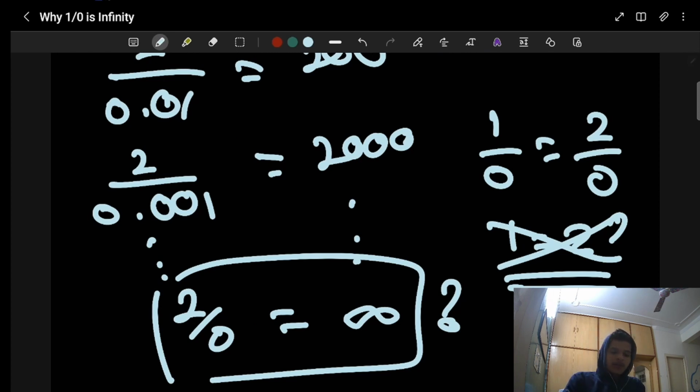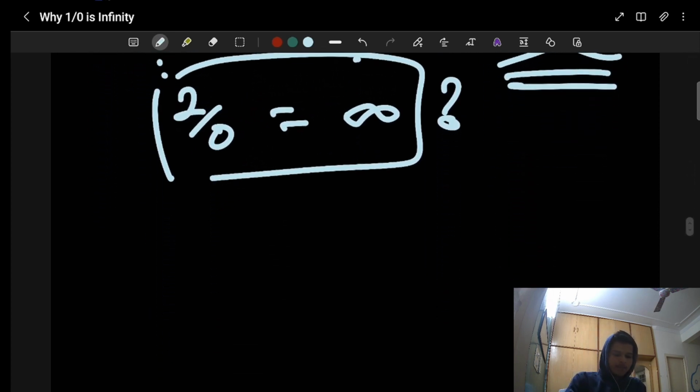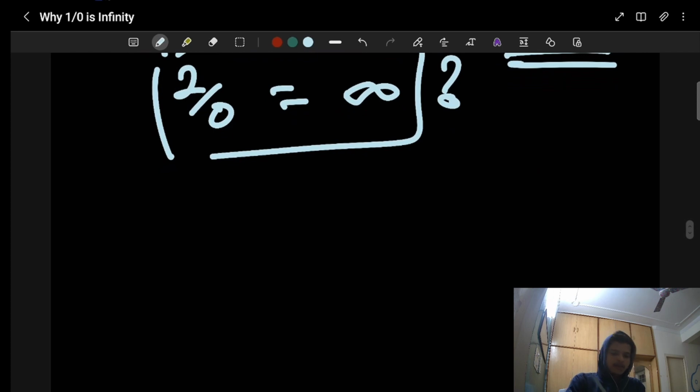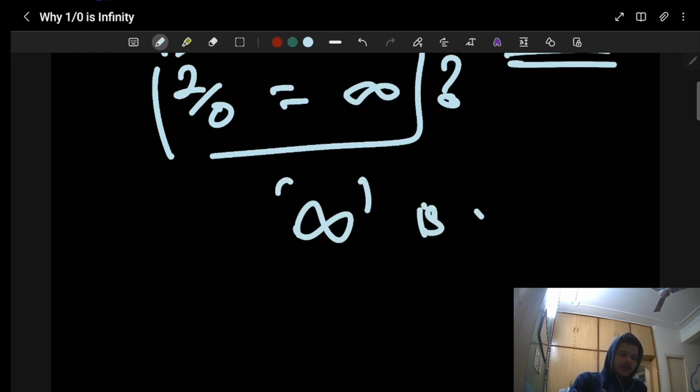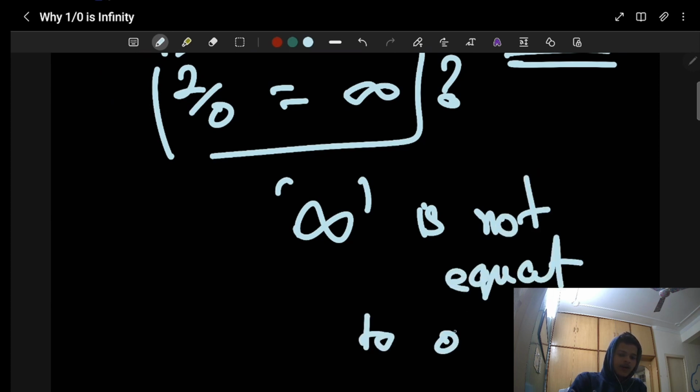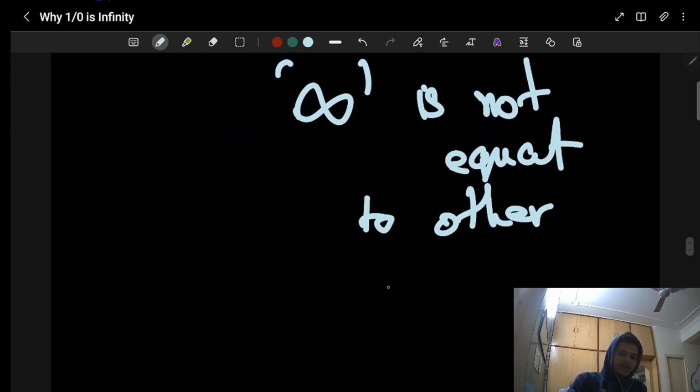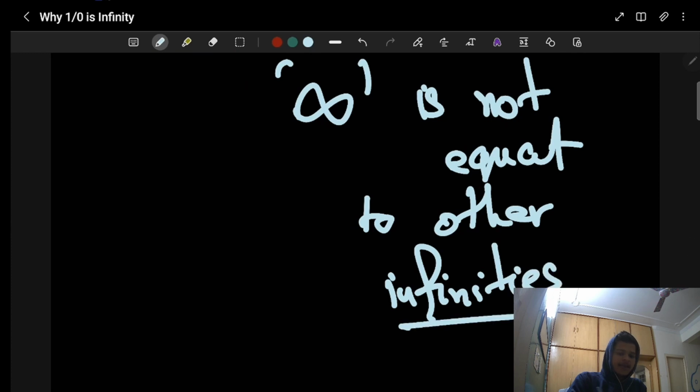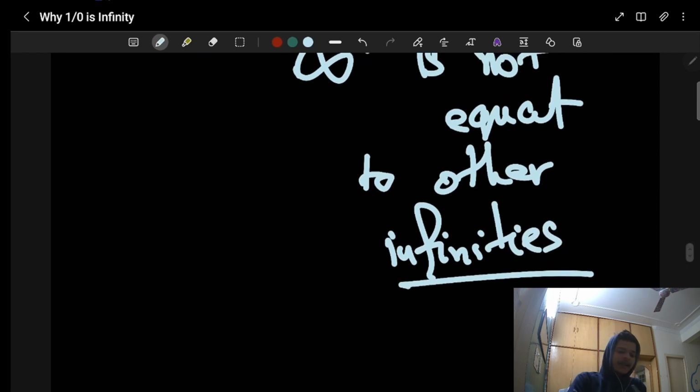So the very simple concept that not a lot of people have till now accepted is that infinity is not equal to other infinities. I know this seems sort of hard to understand right now, but basically what I'm trying to say is that one infinity is not the same as another infinity. Think of it like this. Infinity 1 is not equal to infinity 2.